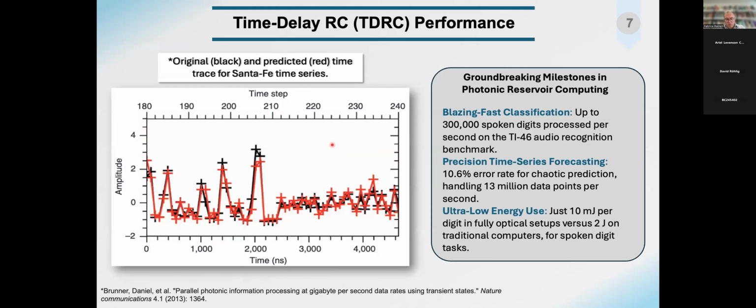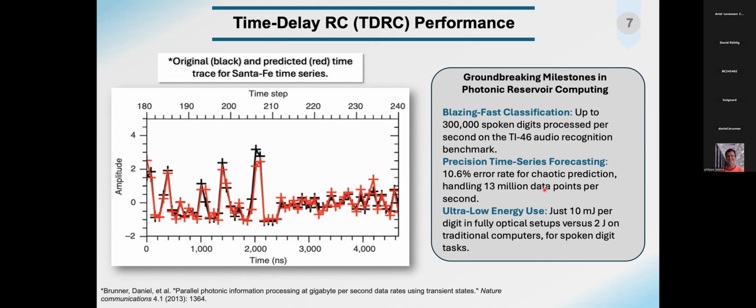I would just quickly show the performance of that setup on the chaotic Santa Fe time series. Here you see the original trace of the chaotic Santa Fe time series in black, and the red shows the predicted. On the top is the original time trace for the Santa Fe time series, and on the bottom you have the predicted time steps. You see that the predicted trace of the chaotic time series stays very close to the original time trace.